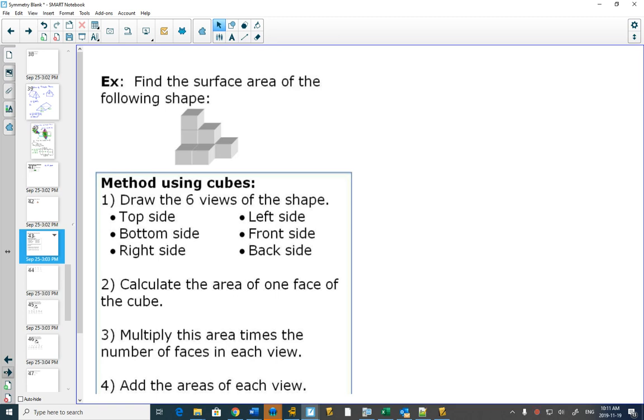So now we're going to do surface area with shapes that are built of other shapes. So this shape here is a bunch of cubes put together. And if you ever want to take cubes and build the shape yourself, you can. We're going to draw the 6 views of the shape: the top side, bottom side, right side, left side, front side, back side. We're going to calculate the area of one face of the cube, and then multiply this times the number of faces in each view.